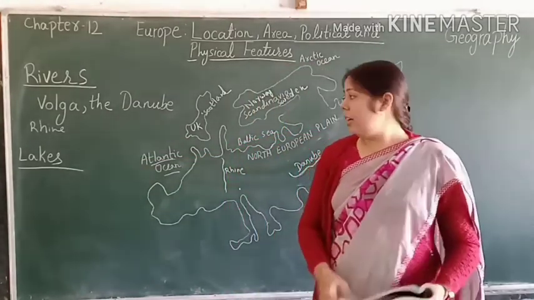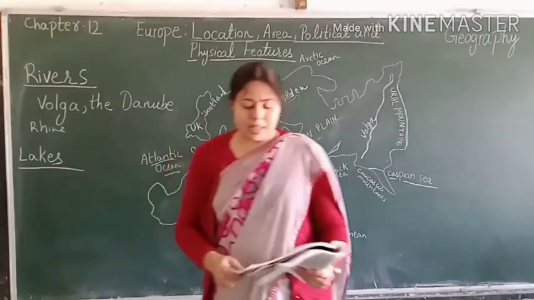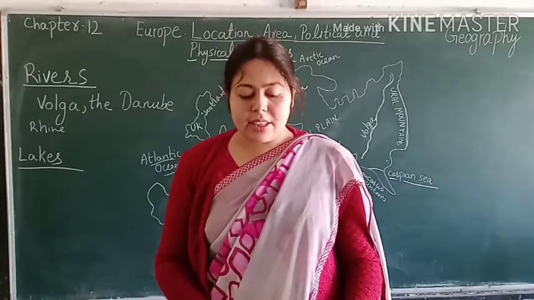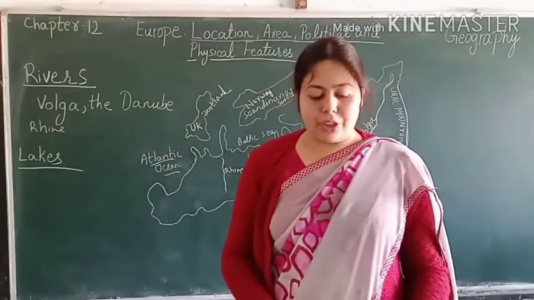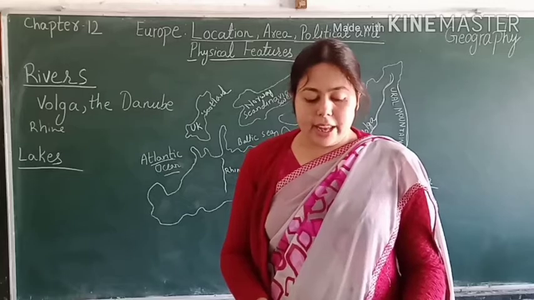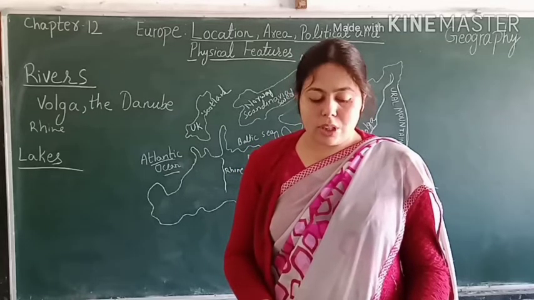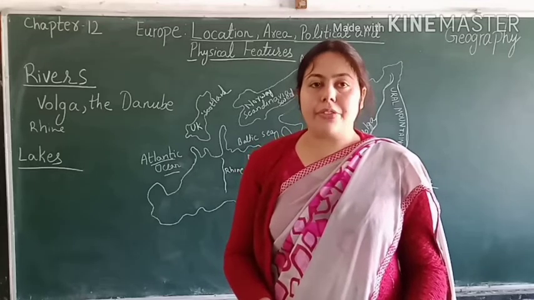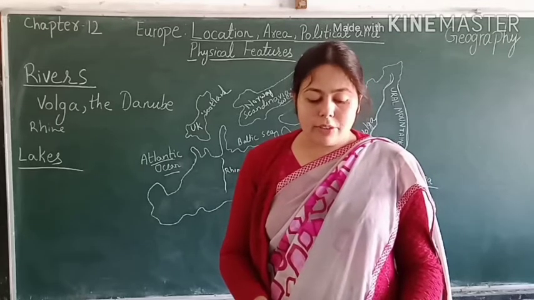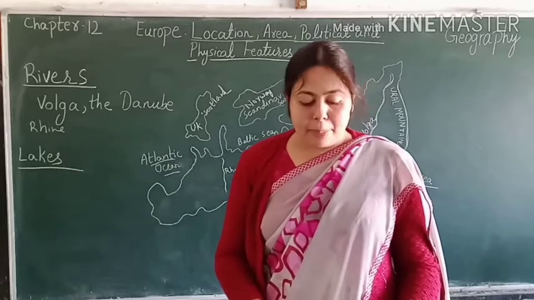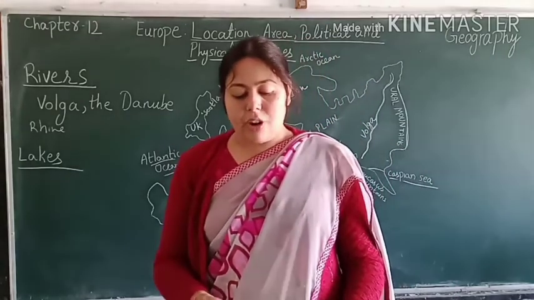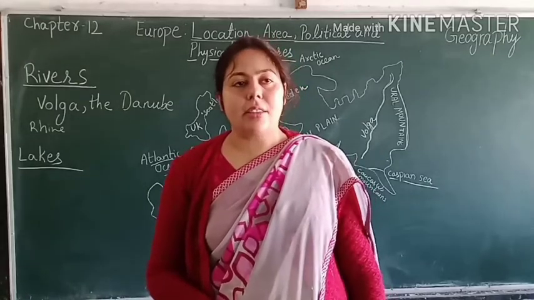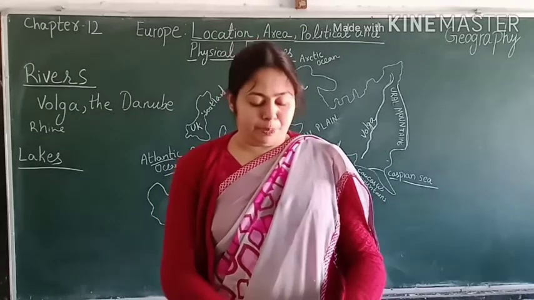Next, let us discuss the lakes. A number of freshwater lakes are found in northern Europe, such as lakes Ladoga and Onega in Russia, lakes Vättern and Mälaren in Sweden, and the thousands of lakes in Finland. These were formed after the ice age, when water from the melting snow was left behind in the hollows carved out by the glaciers. So these are some important lakes found in Europe.